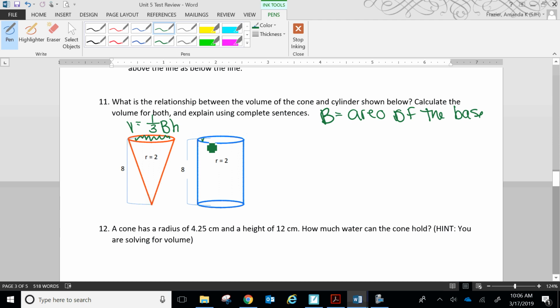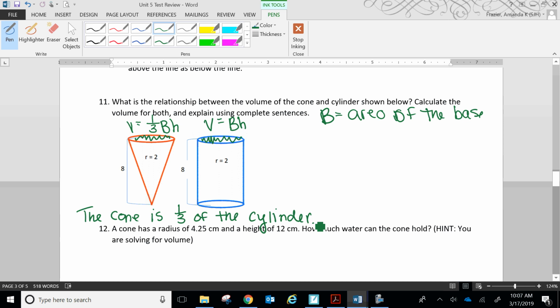And for a cylinder, it's V equals area of the base times height. So I don't have 1/3. Everything else is the same. So I could say the cone is 1/3 of the cylinder. Let's go ahead and calculate the volume.